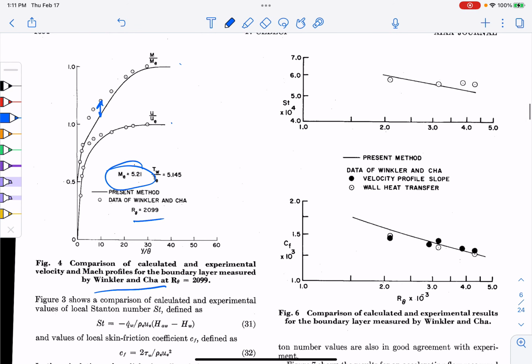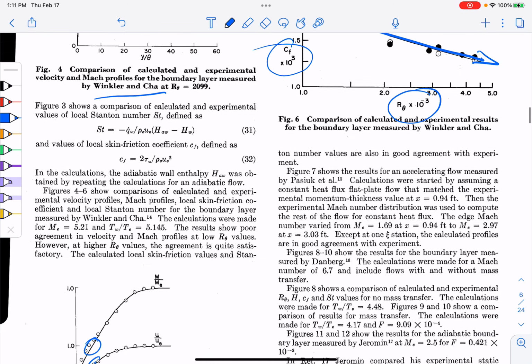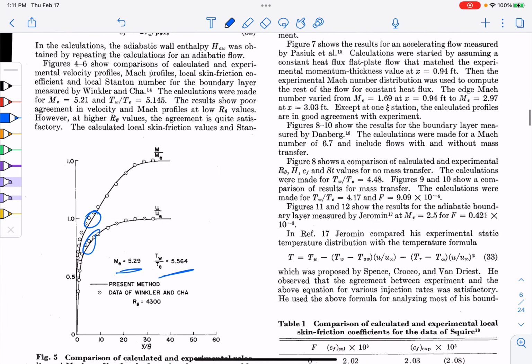These are the same types of plots. Non-dimensional heat transfer, skin friction, which is non-dimensional shear stress. They all have the same trend with increasing Re theta of going slightly down in that direction. They both follow the same trend in general boundary layers. And I should mention all those experiments were flat plate experiments.